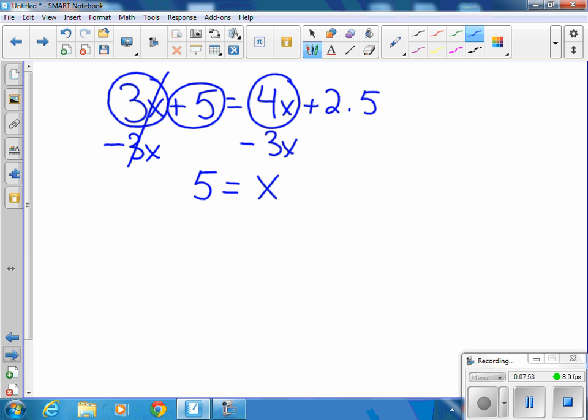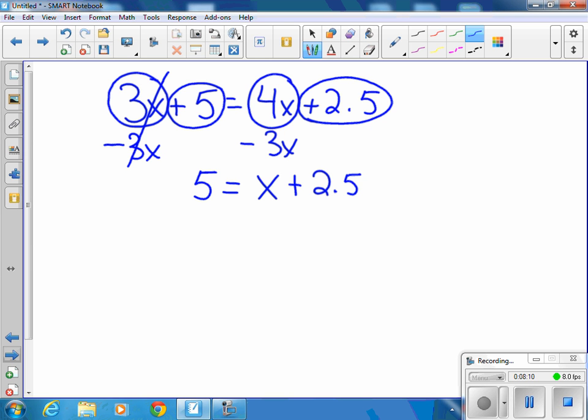Now, I'm not done yet, though, because look what I still have on the right-hand side. I'm not finished. I still have to bring this down. So I still need to add to this 2.5. Okay, so now this is our one-step equation here. All I need to do is get rid of our 2.5.